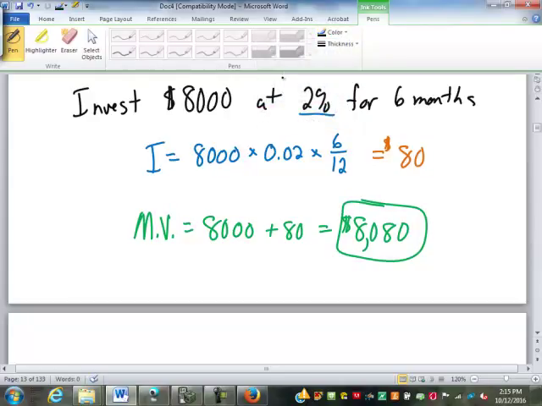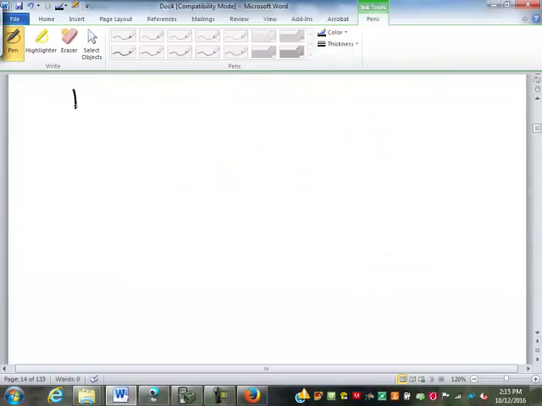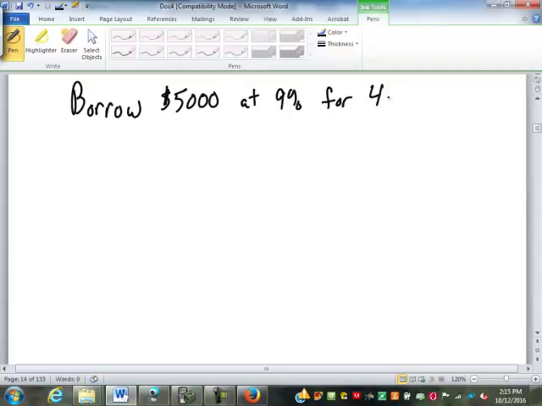Now, unfortunately, even 2% is kind of a high interest rate for a 6-month investment right now. Let's have you guys try one. Let's say you're going to borrow $5,000. They're going to charge you 9% for 4 months. Figure out for me in your notes quick how much we would have to pay back at the end of 4 months.